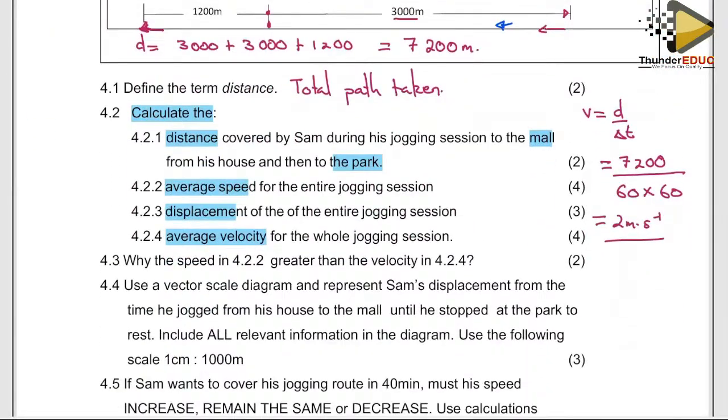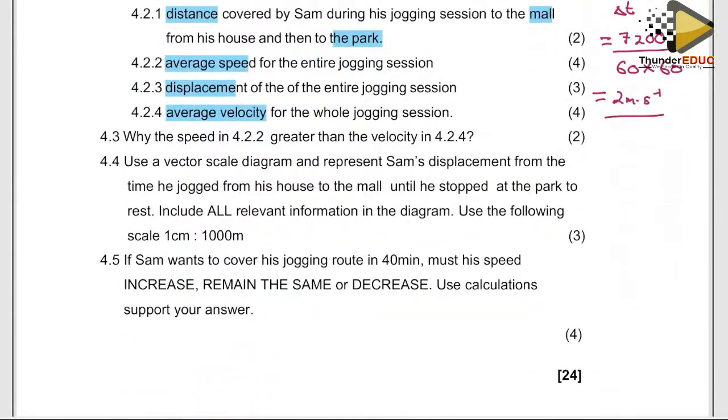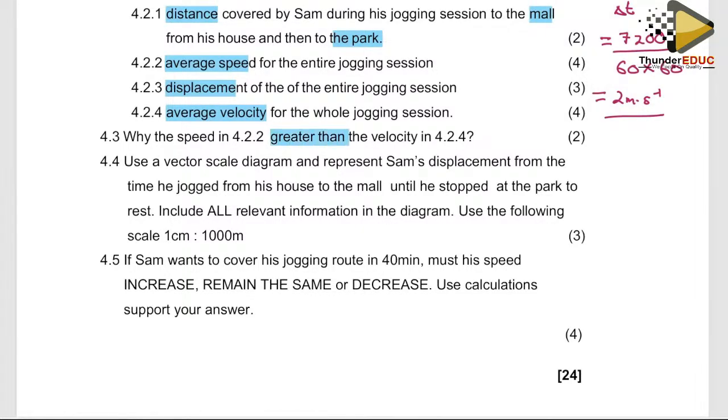Then I'm going to proceed to question 4.3. So they're saying here, why is the speed in 4.2.2 greater than the velocity in 4.2.4? Okay, so in terms of this here, the difference that we actually have is that speed is more of a scalar quantity. So we're going to talk about speed as being what? A scalar quantity. Then velocity as a vector quantity. So that's how we're actually going to answer this one.